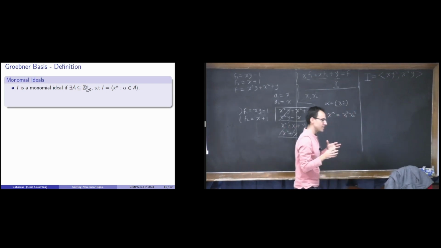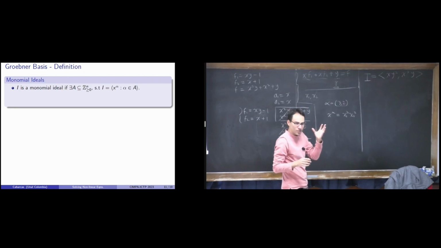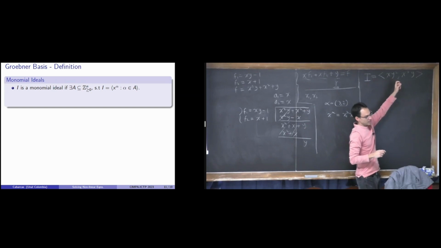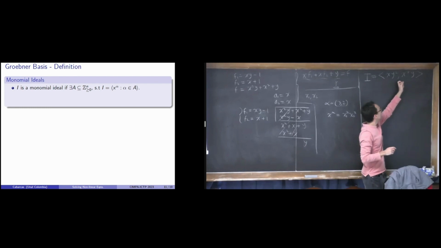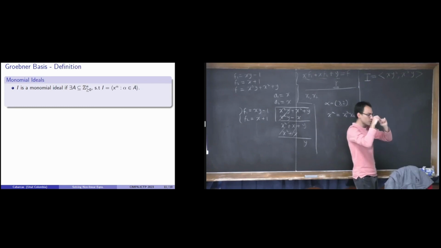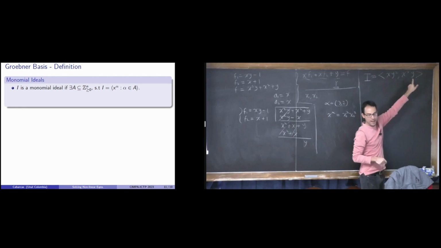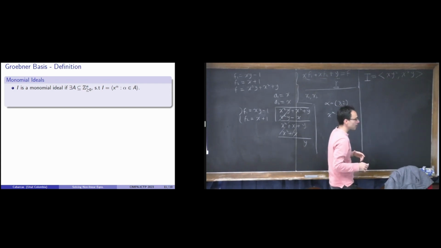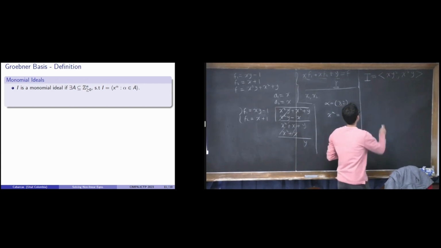It's not hard to prove that the polynomials in that ideal are precisely the polynomials whose terms, whose monomials, are divisible by x y squared or by x cubed y, by any of those. And there's a nice way to visualize how this ideal looks. We can do it like this.